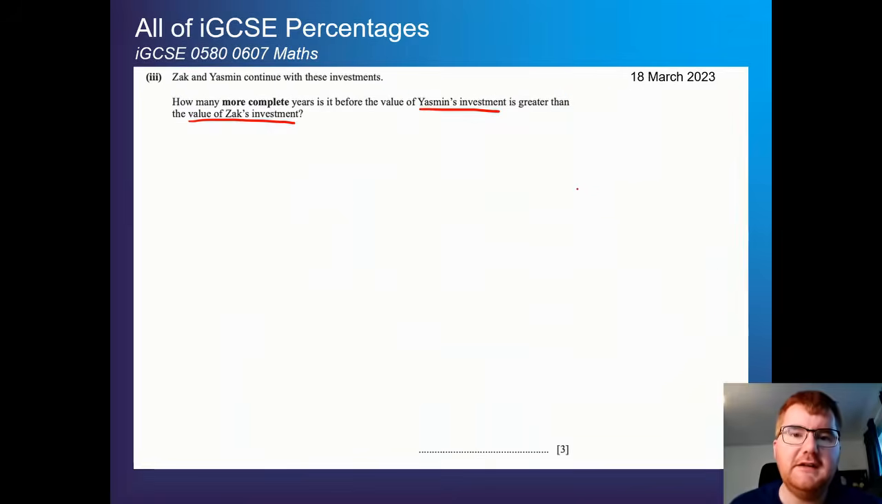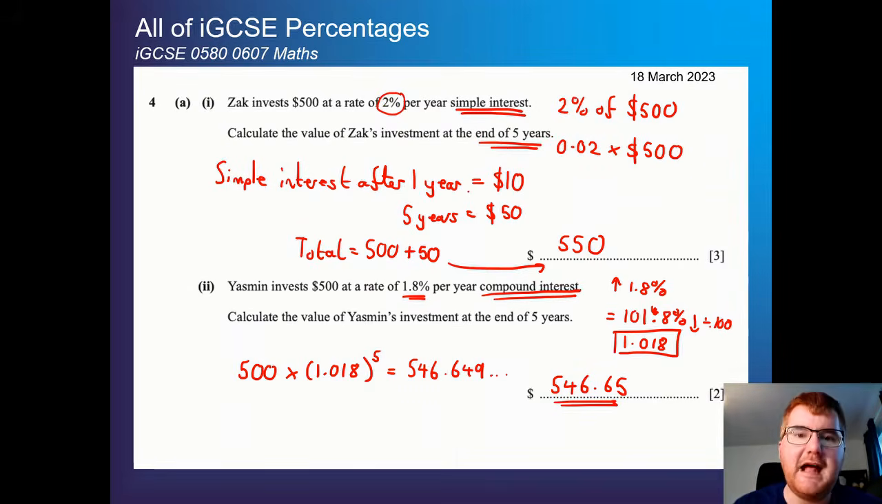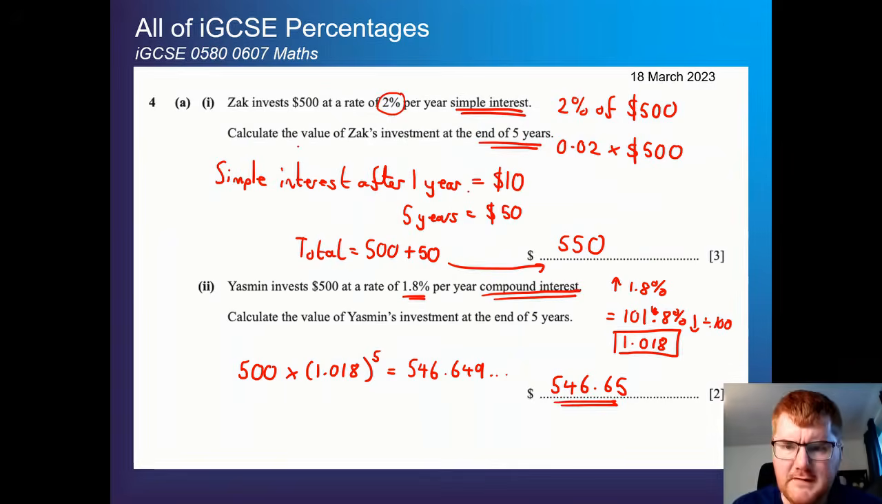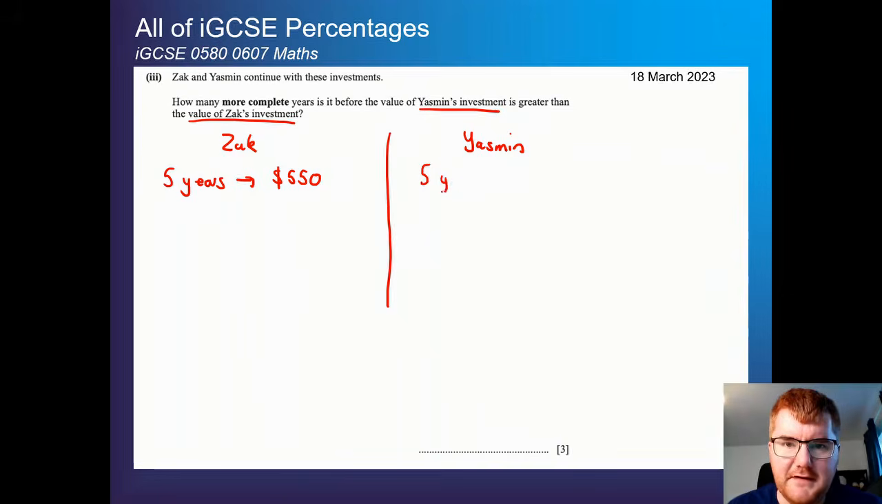Again, we can take a trial and error approach. So if we divide this into a table, this is Zach, this is Yasmin. Now working out Zach's is going to be the easiest because we're adding on $10 each time. So remember 5 years, which is going to be our base here, it's going to be $550. And for Yasmin, 5 years is how many?